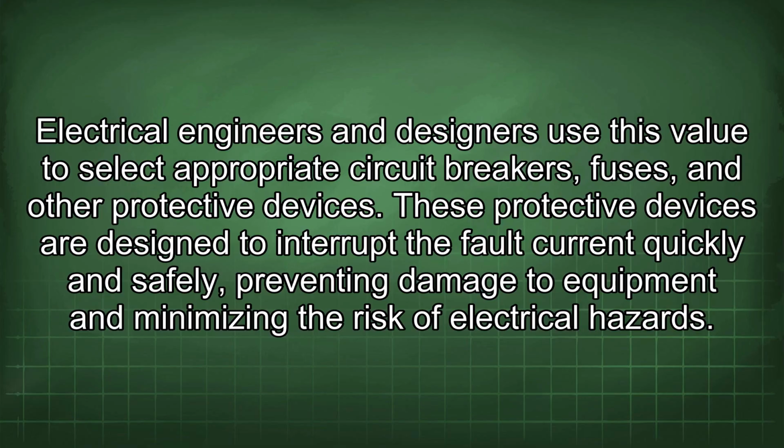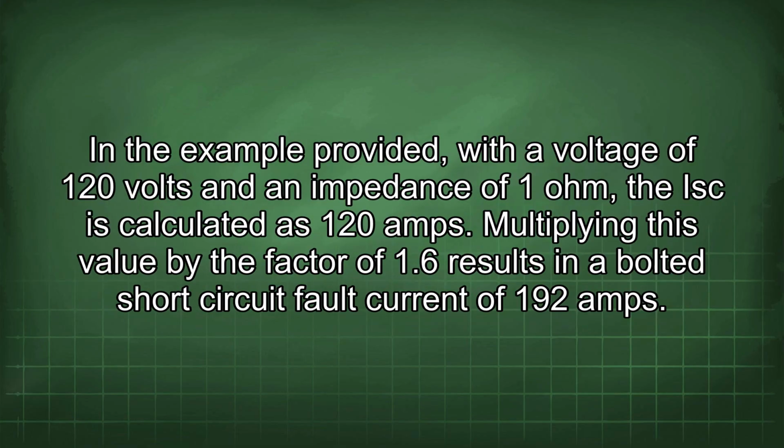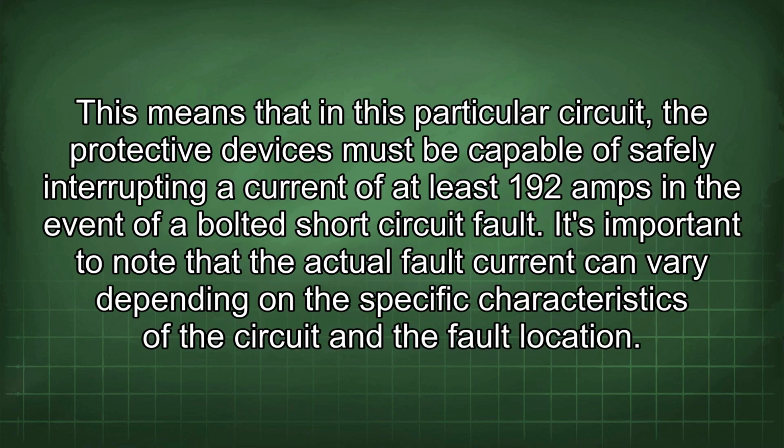In the example provided, with a voltage of 120 volts and an impedance of 1 ohm, the ISC is calculated as 120 amps. Multiplying this value by the factor of 1.6 results in a bolted short circuit fault current of 192 amps. This means that in this particular circuit, the protective devices must be capable of safely interrupting a current of at least 192 amps in the event of a bolted short circuit fault.